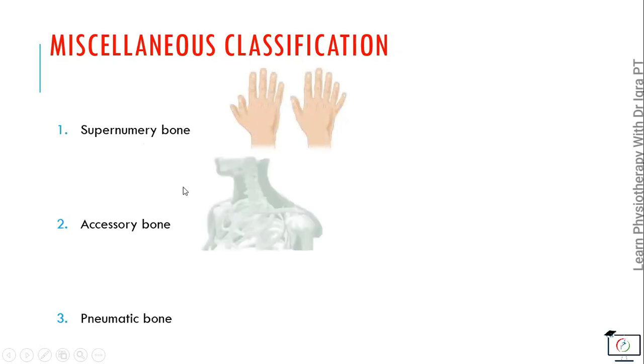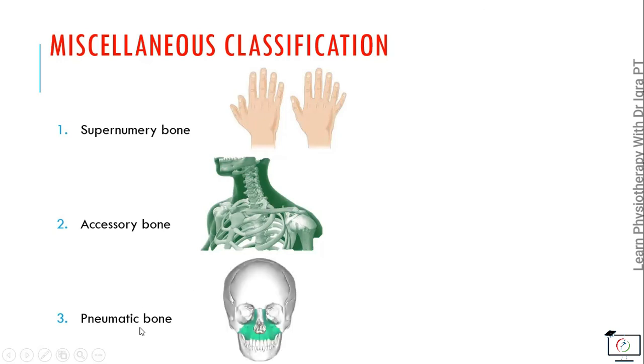Then the accessory bone, an extra bone associated with the axial skeleton. Example is the cervical rib, an accessory rib attached to the C7. Then the pneumatic bones, having sinuses, like the bone of the maxilla.